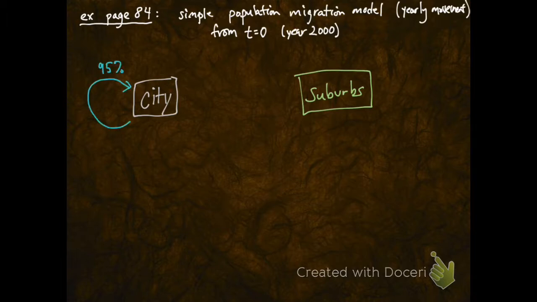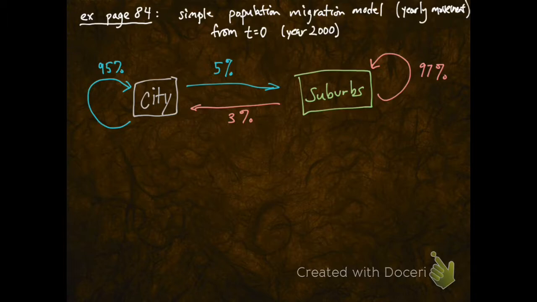Okay, so suppose we collect a bunch of data and we notice that overall, over the course of a year, 95% of the people in the city stay in the city, and 97% of the people that are in the suburbs stay in the suburbs. What that means is yearly, there's a migration of 5% of the city population to the suburbs, and a 3% population migration from the suburbs to the city.